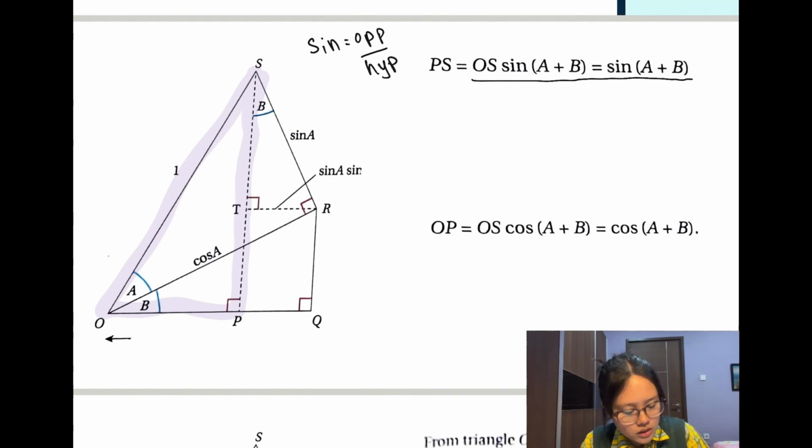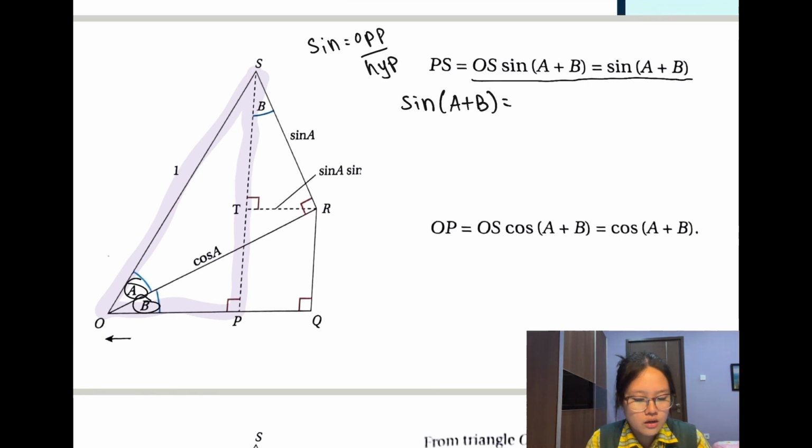So we're just going to write sin, and sin has an angle, right? In this case, in the triangle, it has the angle of A and B. So we can write sin(A plus B) equals, the opposite of this triangle is the PS, so PS over the hypotenuse, which is OS.